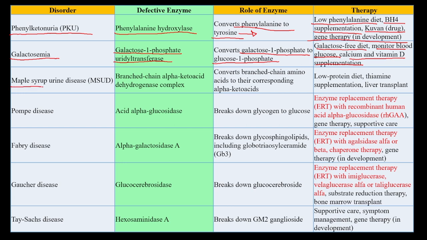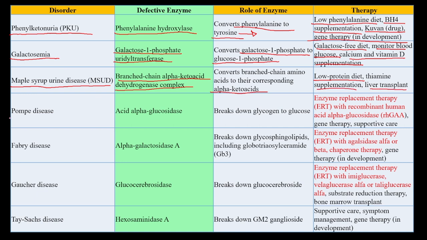Then we have maple syrup urine disease. So there you have this particular defective enzyme called the branched-chain alpha-keto acid dehydrogenase complex, and that converts the branched-chain amino acids to their corresponding alpha-keto acids. Okay. And the therapy is that you take low protein diets, thiamine supplements, and liver transplants.